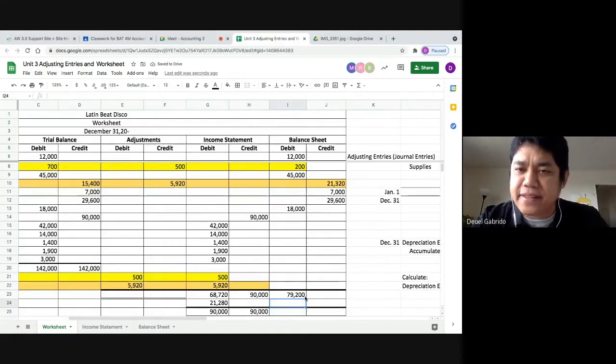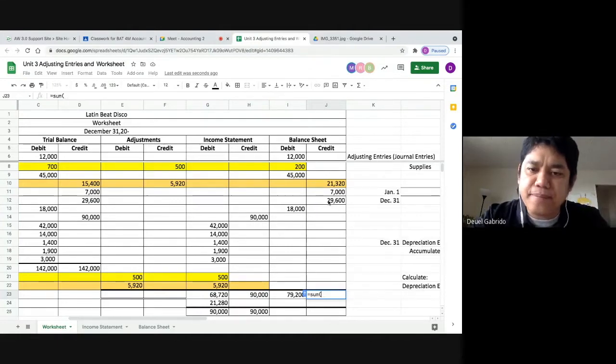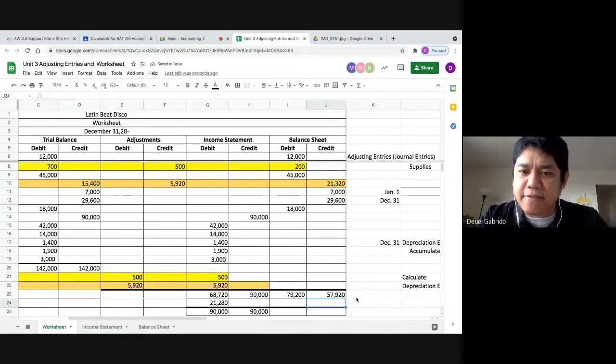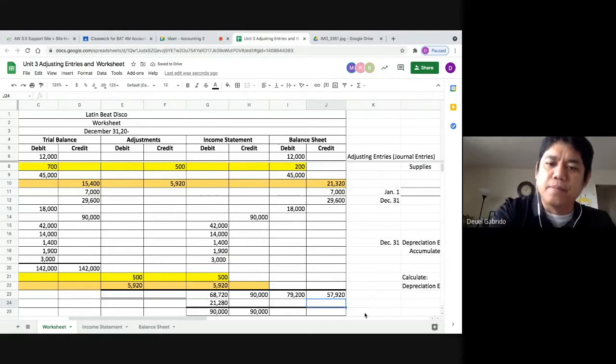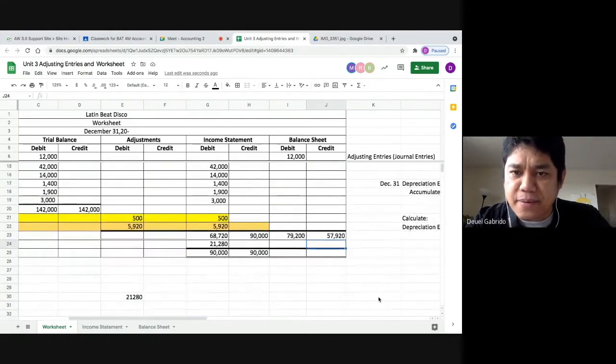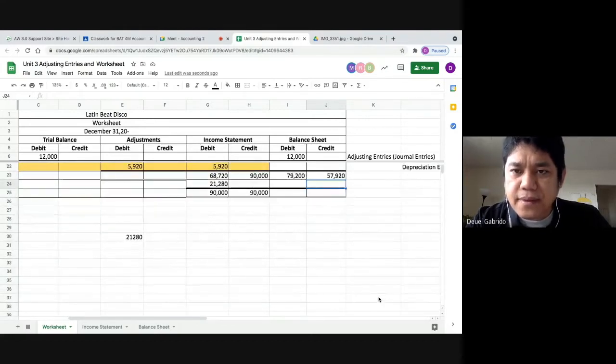All right, 79,200 here. While you are calculating, I'll also calculate the right side, the credit, from 21 plus 7 plus 29. Sum, I'll add them. Add the debit, add the credit. The answer is 57,920. That's your credit. Now, what's the bigger number here, guys? Is it 79 or 57?